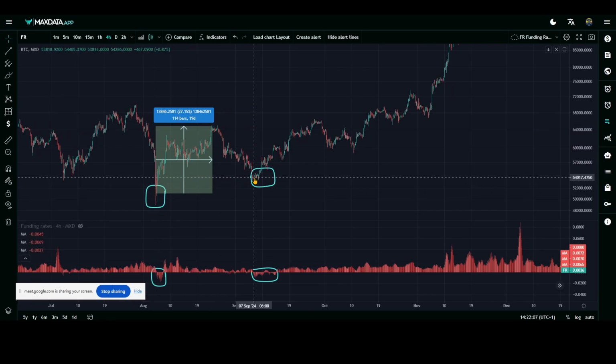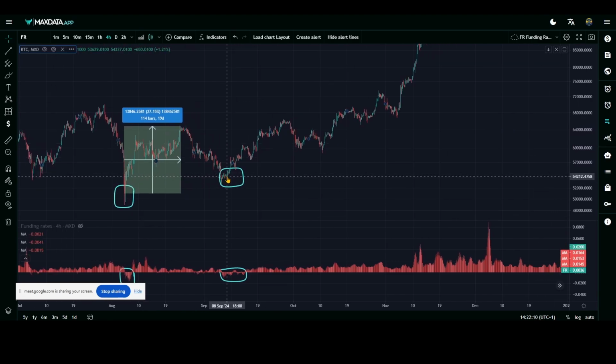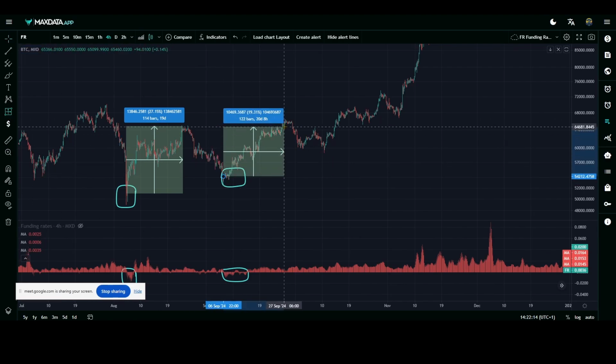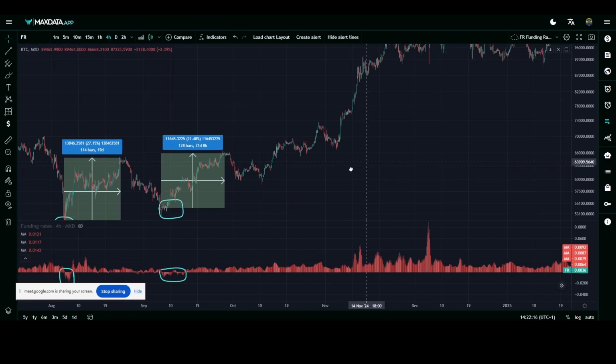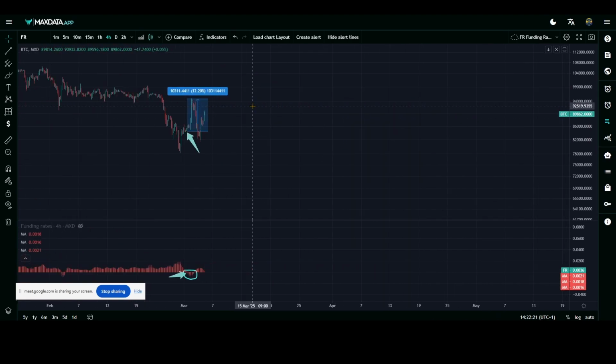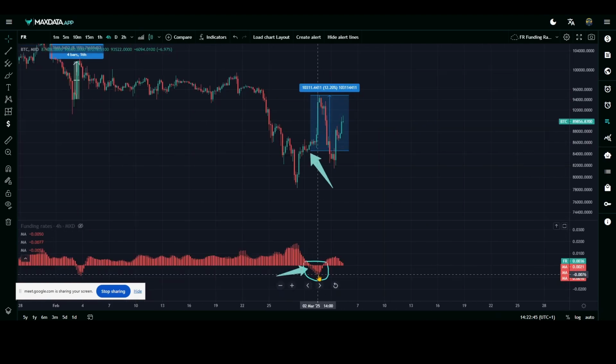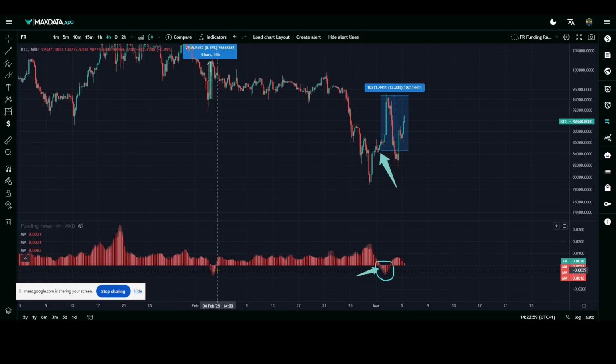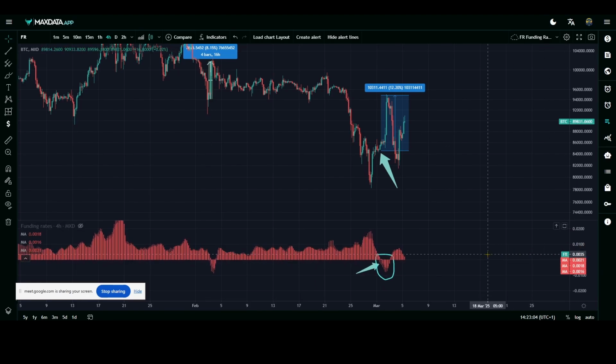One month later, in September, we've also seen negative funding rates, and right after that, boom, we've got a 20% increase. Fast forward to where we are now. Funding rates also went negative, and we've also seen a huge increase in Bitcoin as well. So what I'm thinking is that watching the funding rates metric closely can be a good indicator right now.